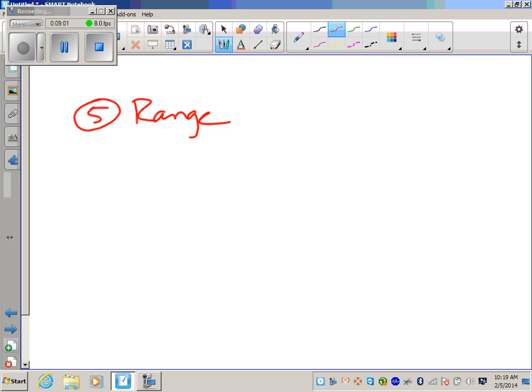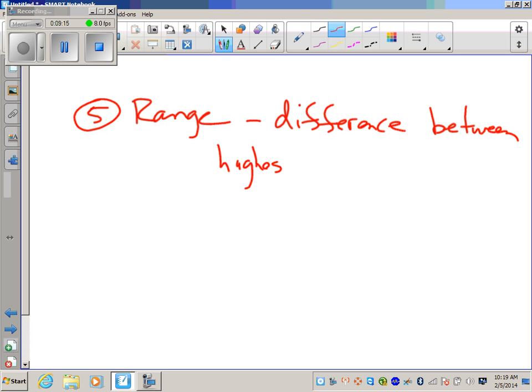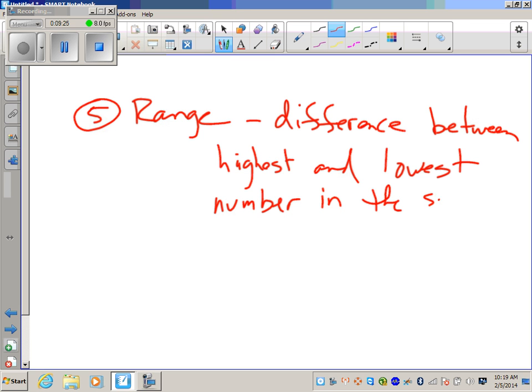We've done range, but what is range? Right, the difference, Joe, good, the difference between the highest and lowest number in the set. Okay, so what is the highest value? Usually we said it was the last one, and the lowest. Okay, if you do that correctly, you'll have your range.